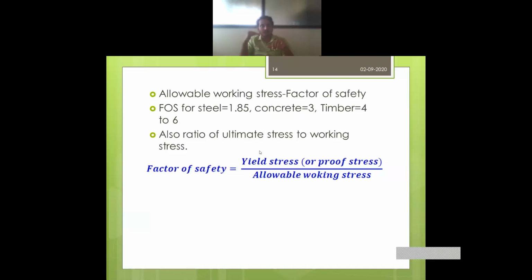So continuously I can work up to 5 hours, then I will get strain. Or someone's capacity is just 1 hour, then you will get strain. Some of your capacity is to work for 5 minutes, then you will get strain. So it depends on the material to material, and it depends on the person to person. Okay. So this is about the factor of safety.